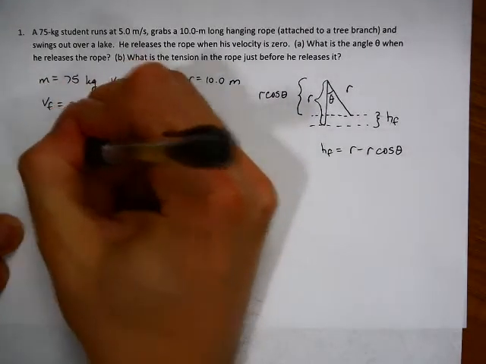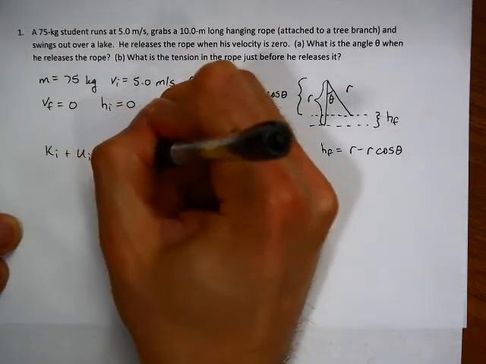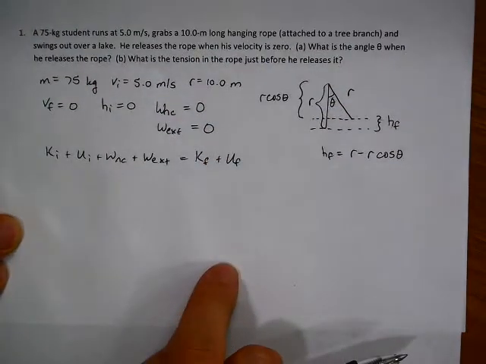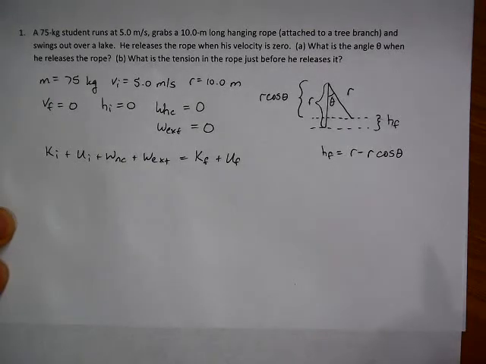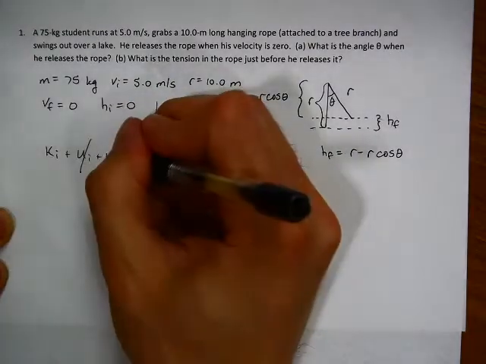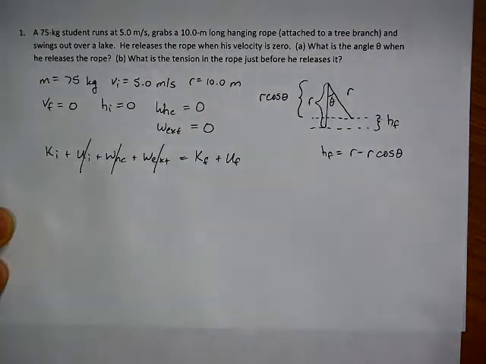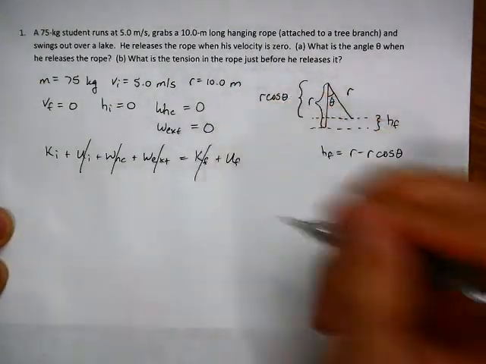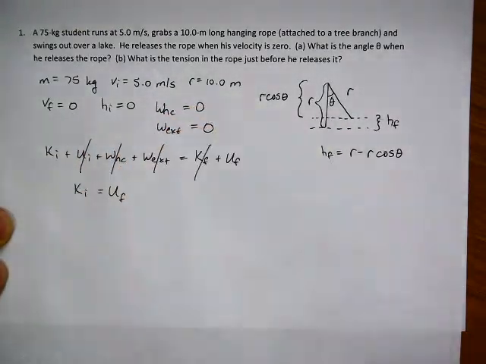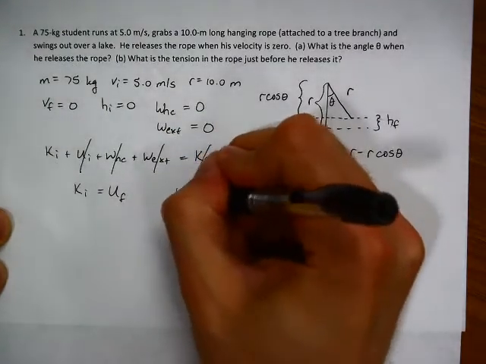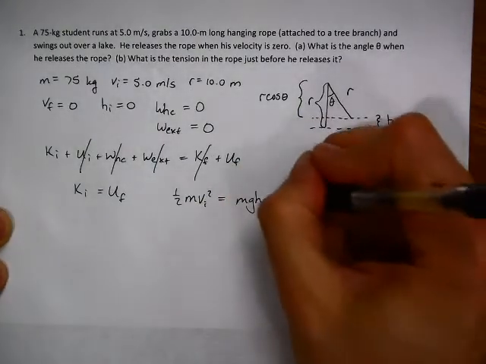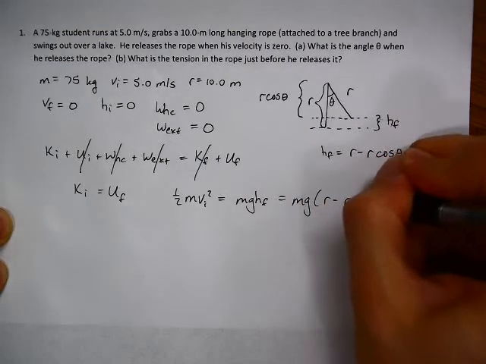Okay, we have Ki plus Ui plus WNC plus WEXT equals Kf plus Uf, our master equation. Some of these are 0. For example, our initial potential is 0. This W is 0. Our final kinetic is 0. So it simplifies to just Ki equals Uf. That is 1/2 m vi squared equals m g h final, or we might say m g times r minus r cosine theta.